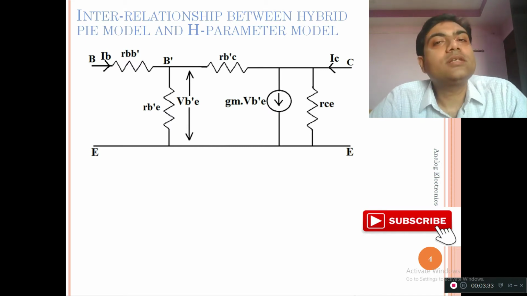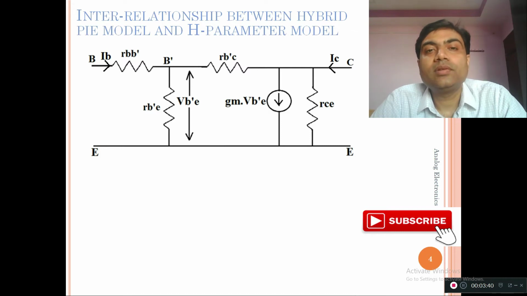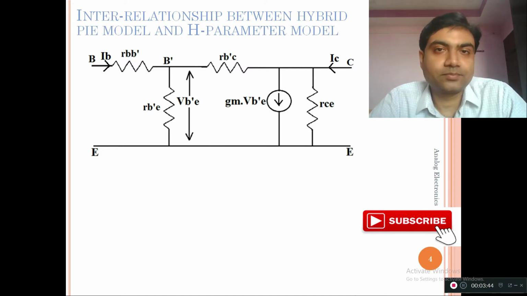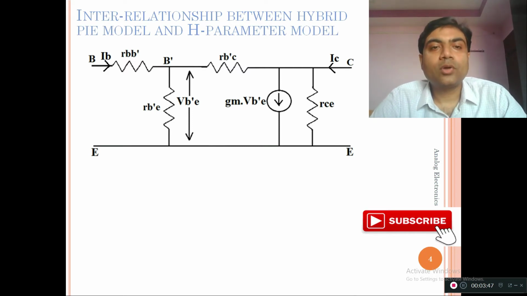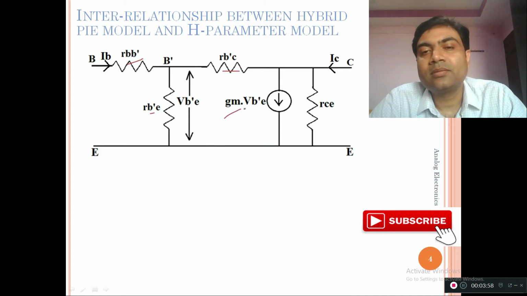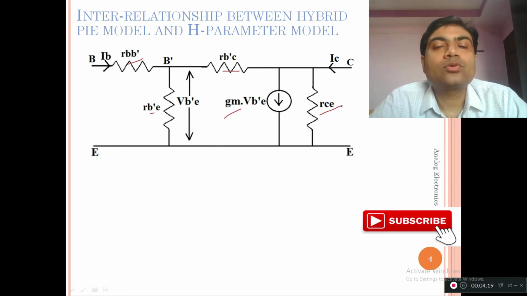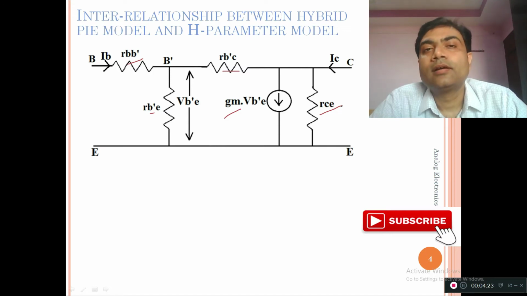Since we have already studied the H parameter model, we have to relate the hybrid pi model with it so that we can find the interrelationship. Why are we interested in this? Because all the components present here, rb'e, rb'c, gm, rce, are interrelated with the low frequency H parameter model. We can derive all of these using the hie, hoe, hre and hfe values. Why do we do this? Because we already know the values of hie, hoe, hre and hfe at the ideal condition.